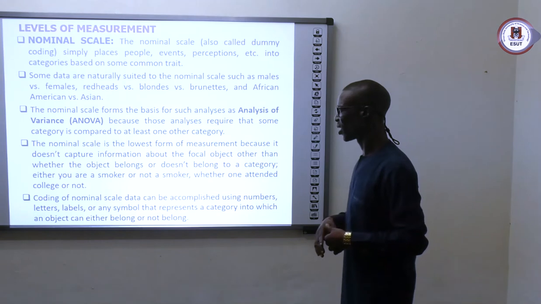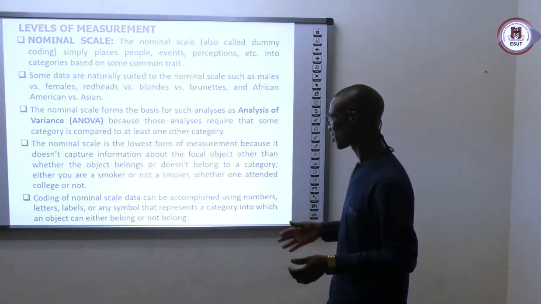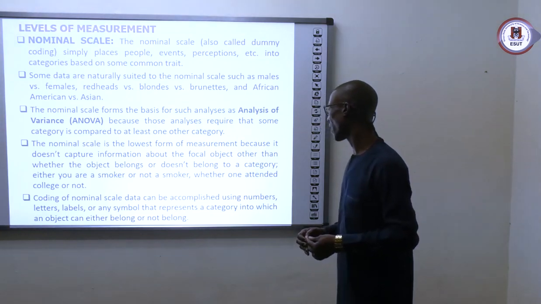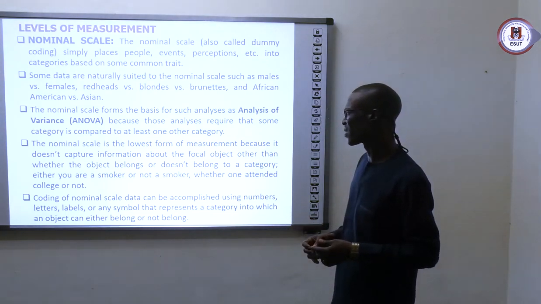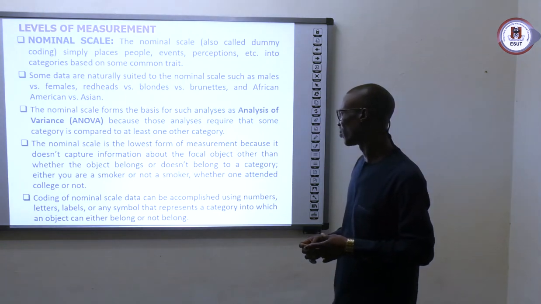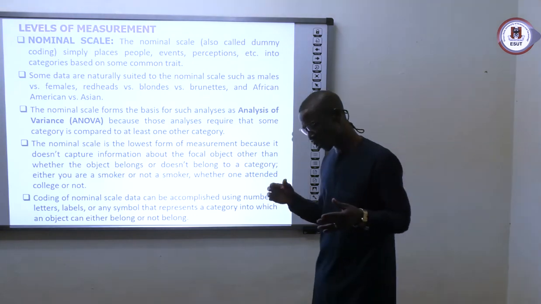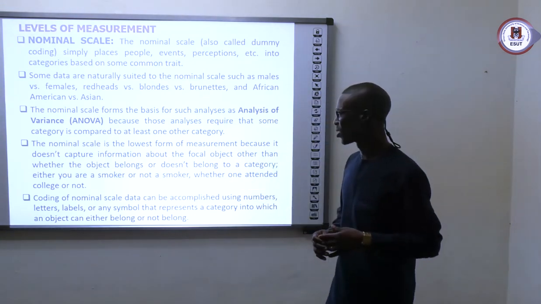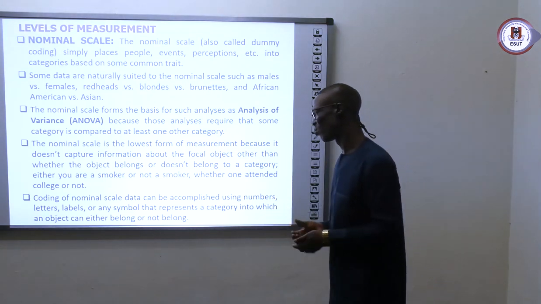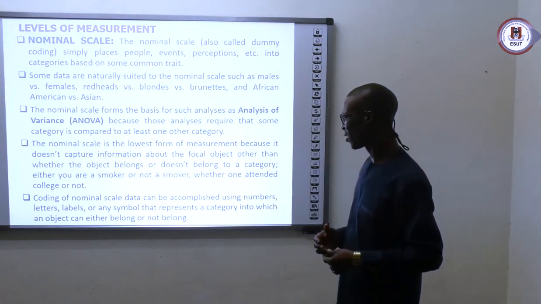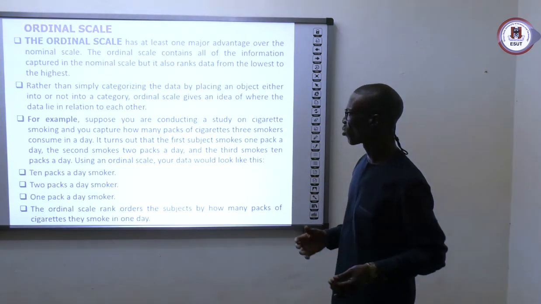Also, a nominal scale is the lowest form of measurement because it doesn't capture information about the focal object or others. Why do we say that it is the lowest measurement? It is because a nominal variable does not check certain features of those measures. It's just to nominate those measures using coding, using a dummy scale, and using some other symbols.